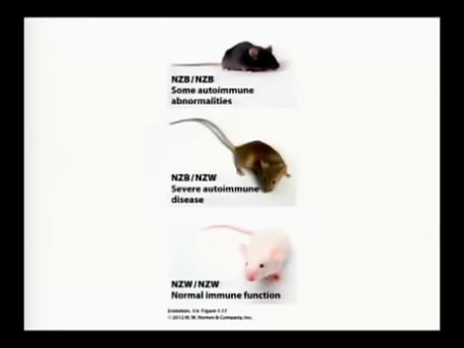And here's an example of underdominance with these New Zealand mice. So you get normal mice, and then you have these ones that are autoimmune compromised, and they're the heterozygotes. And then the other homozygote, it's not as healthy as a normal mouse, but it's not as bad off as the heterozygotes.